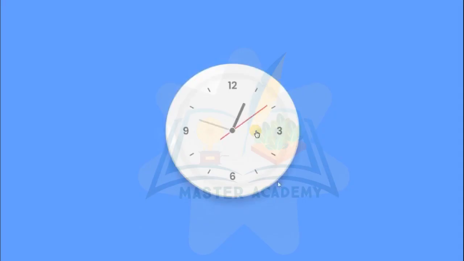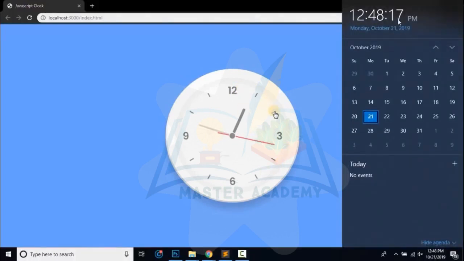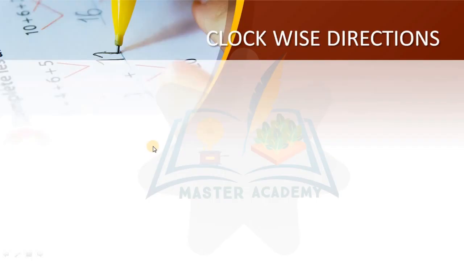My dear students, look at this side. This is your clock. Okay, this is the clockwise direction. 12 to 1, 1 to 2, 2 to 3, 3 to 4, 4 to 5. Okay, this is your clock. Understood what I am telling you? Clear? Clockwise directions. Okay.